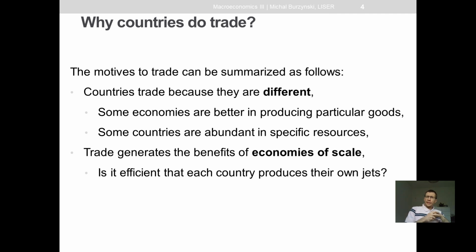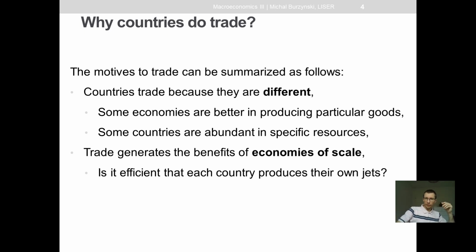Secondly, trade generates the benefits of economies of scale, and I hope that this notion is familiar to you from your microeconomics class. It's simply that the larger the market for selling particular goods, the higher the gains for the firms of selling those goods. And this is true mostly when there are fixed costs of production. This is what we are going to formalize in one of the models later on. But here it's maybe sufficient to ask a very naive question. Is it efficient that each and every country produces their own jets, like aeroplanes? And the answer is of course not, because the demand for such aeroplanes is not super big, but the fixed cost of installing the production line of jets in each and every country or each and every region of every country would be enormous, and this would not be efficient.